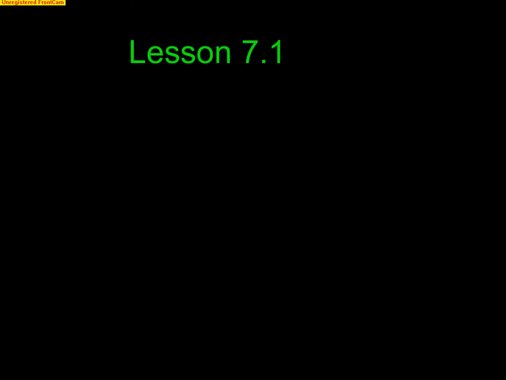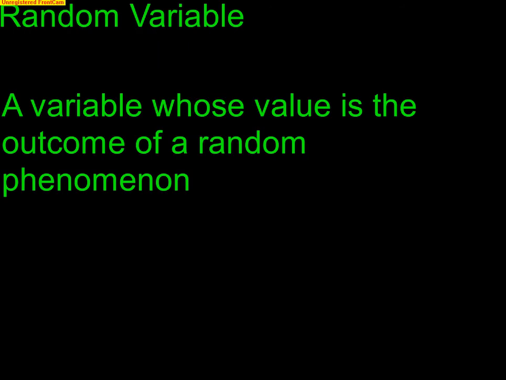So chapter 7 is more about probability. So let's go. First of all, let's define some terms. Random variable. It says here a variable whose value is the outcome of a random phenomena.